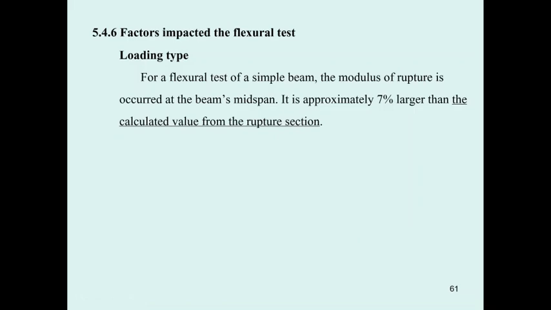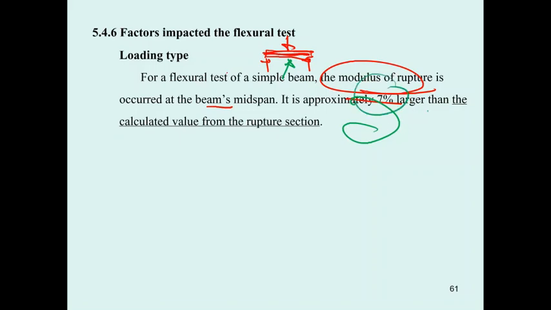Okay, the factors that affect the flexural tests, there are many of them. The first one, loading type. Okay, for the flexural test with the simple beam, you know simple beam, right? Simple beam is the beam in the form of 3-point loading. Simple beam is going to be like this. The modulus of rupture, the failure stress, occurs in the beam at the midspan. Yeah, sure, that's going to occur at this point, because it's going to have the maximum moment. It's going to be approximately 7% larger than the calculated value from the rupture section.